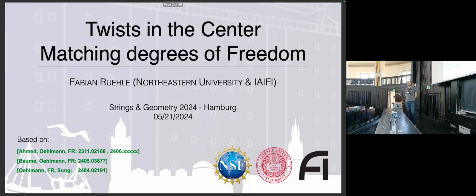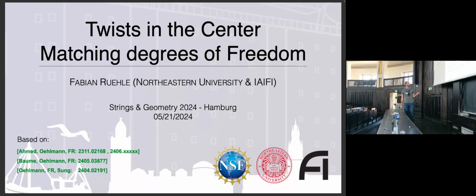But most of it actually has to do with twisting some center symmetries and matching degrees of freedom across different T-dual theories. The work is based on work that has been done in my group with my student Hamza Ahmed and my postdoc Paul Ullmann. A second part I want to talk about has been done again with Paul and Florent, and a third part with Paul and Benjamin Sung, who's a postdoc in Santa Barbara of Dave Morrison.